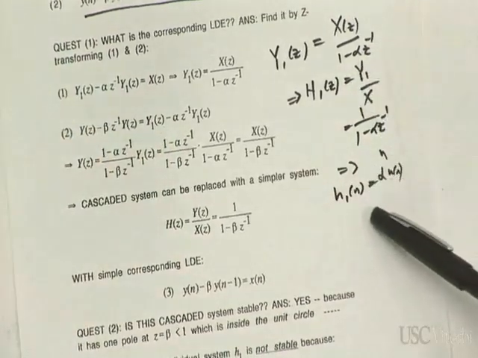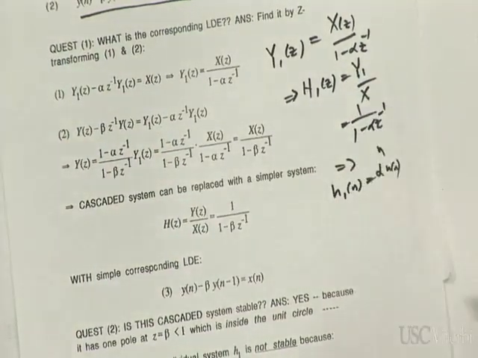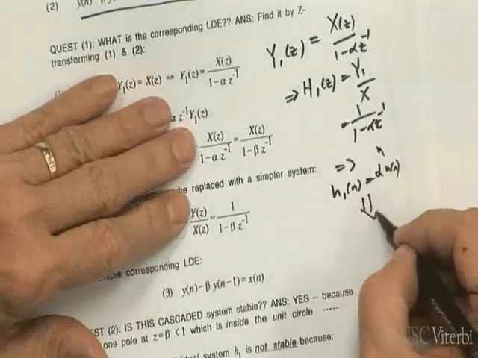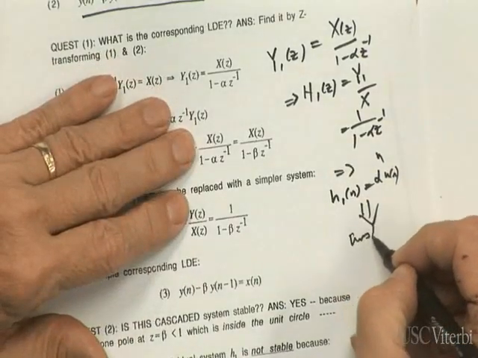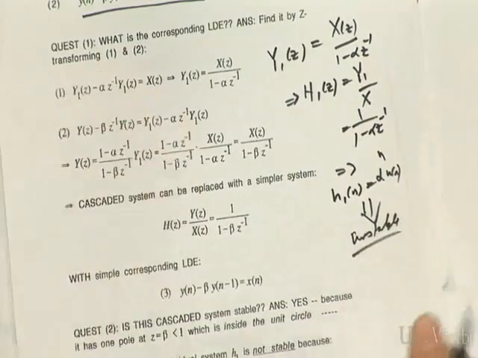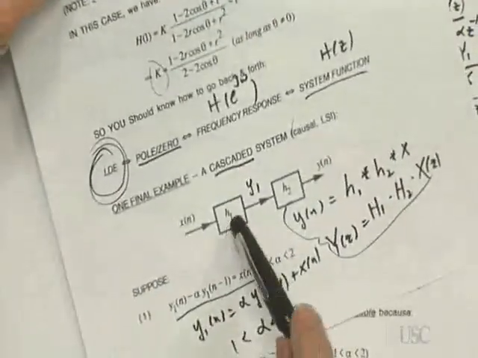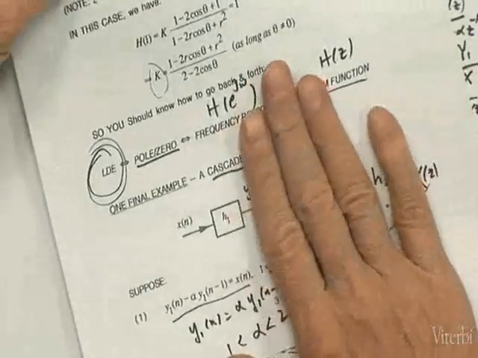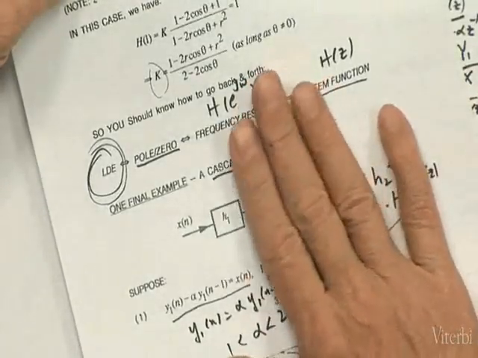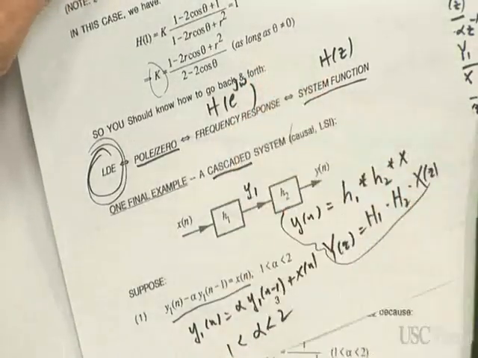Now keep in mind, alpha is greater than 1. So this is going to be unstable. Okay? So if H1 were the only filter involved, and it ended right there, and this was y coming out, that would be an unstable system.